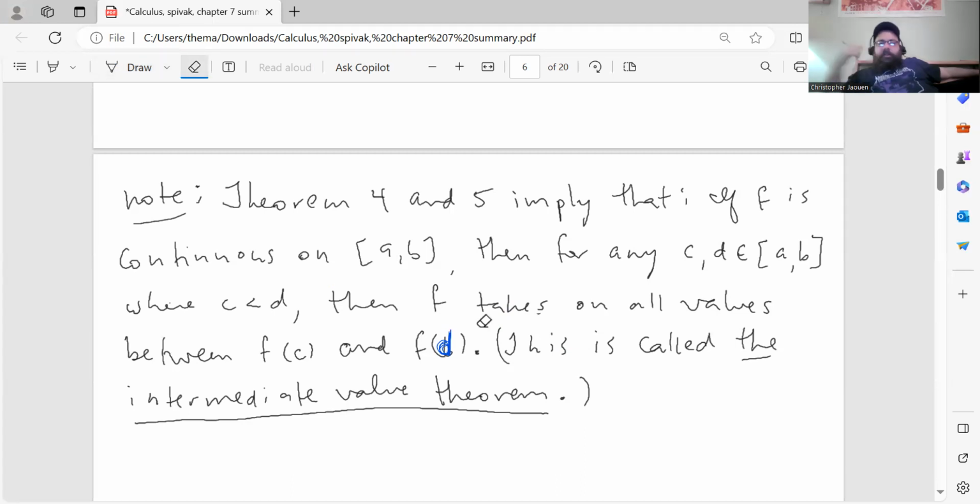Okay, this is called the intermediate value theorem, if you remember from pre-calculus or from Calc 1. You should have learned that there.